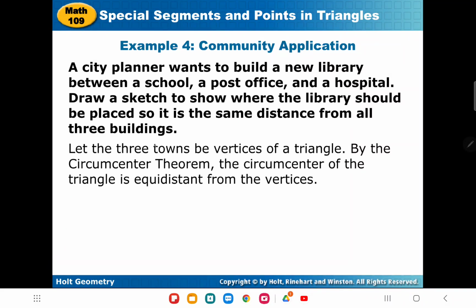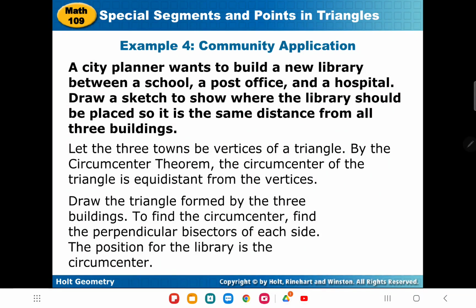So if we think about this, we have the school, the post office, and the hospital. They're going to be vertices of the triangle. So the circumcenter is going to be equidistant from the vertices. So circumcenter, equidistant from the vertices, that is going to be perpendicular bisectors. So I'm going to want to construct perpendicular bisectors so that they're all equidistant and I have the correct location.